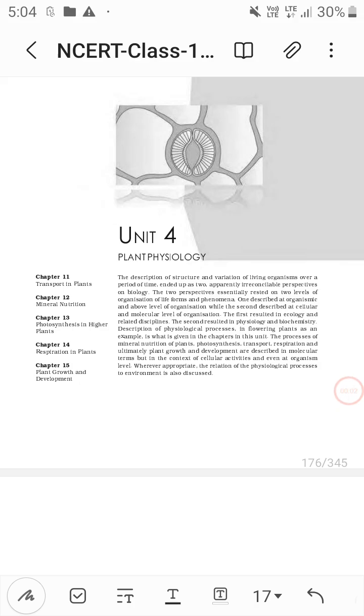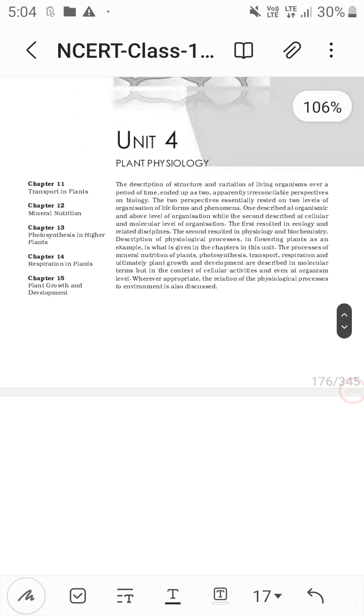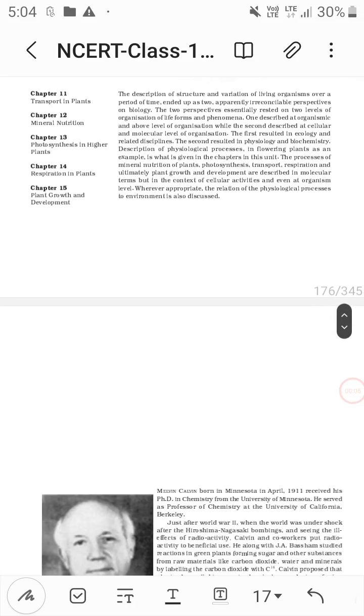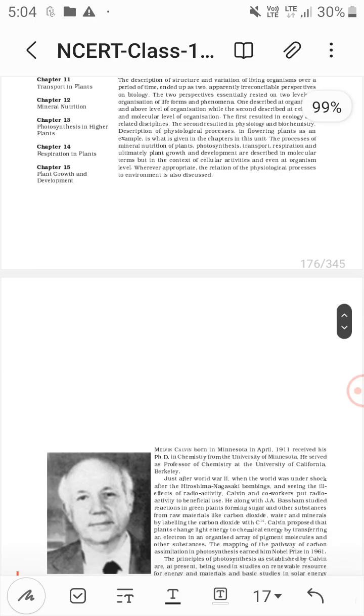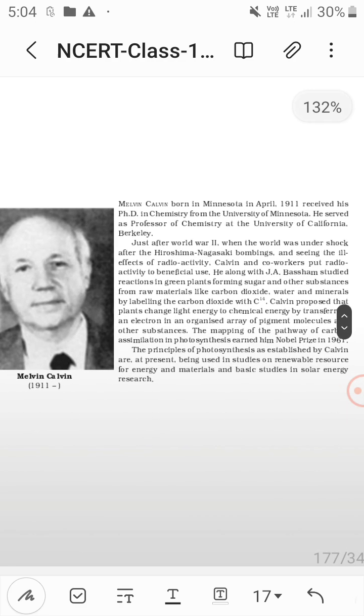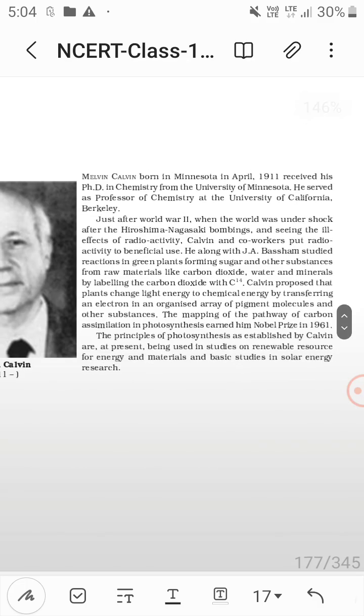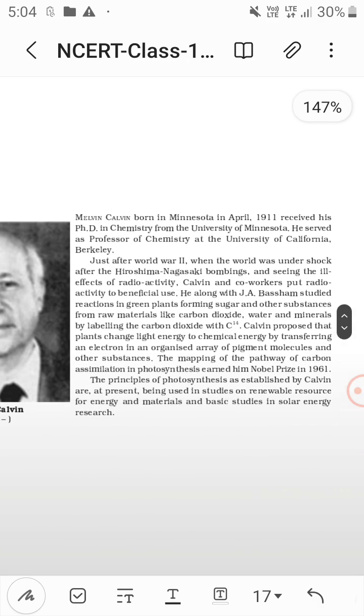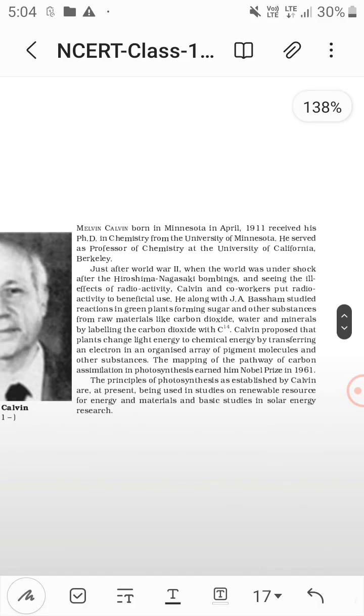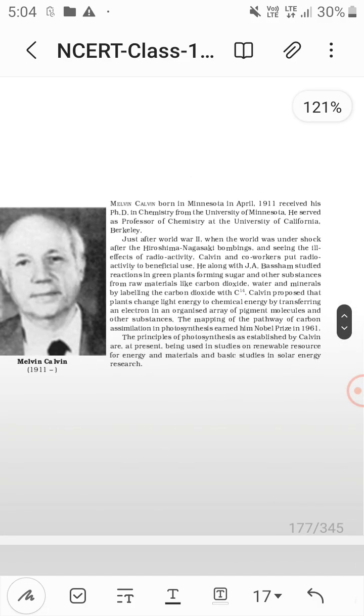So, plant physiology: photosynthesis in higher plants, respiration in plants, plant growth and development. Melvin Calvin showed formation of sugar from carbon dioxide with C14, that is a radioactive isotope.